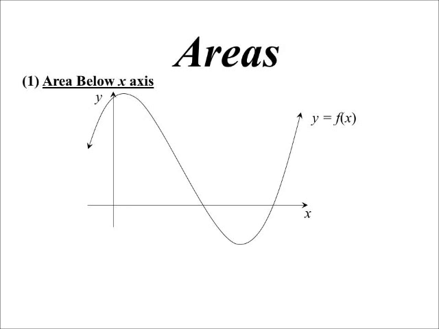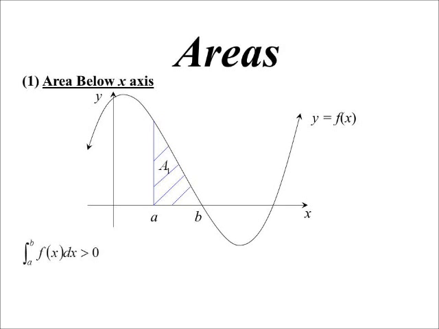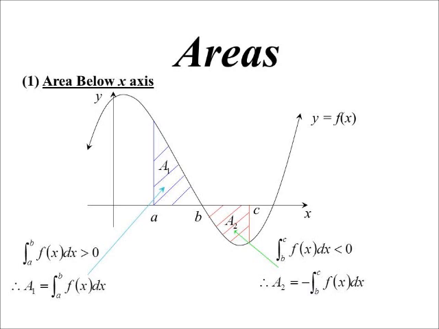So here's some random curve and there's a bit above and a bit below. Say I wanted to find that area from A to B. That's not a problem because it's all completely above. So that would just be the straight integral from A to B. Not a problem. But if I wanted to find this red area from B to C, it's underneath. So the actual integral is going to give me a negative answer. So to find the area, it would be the negative of the integral.